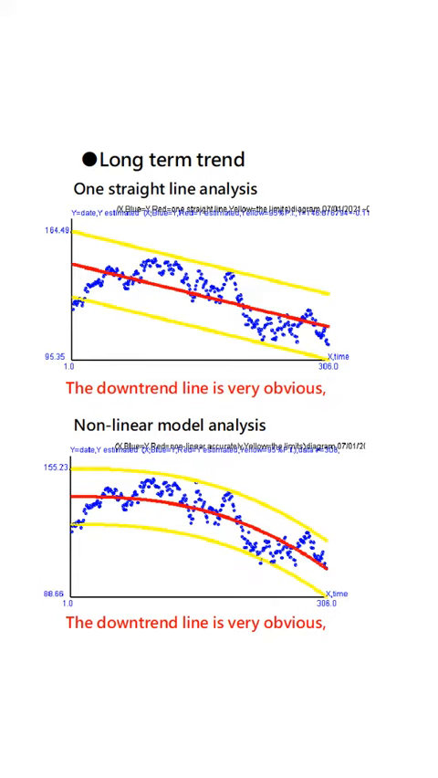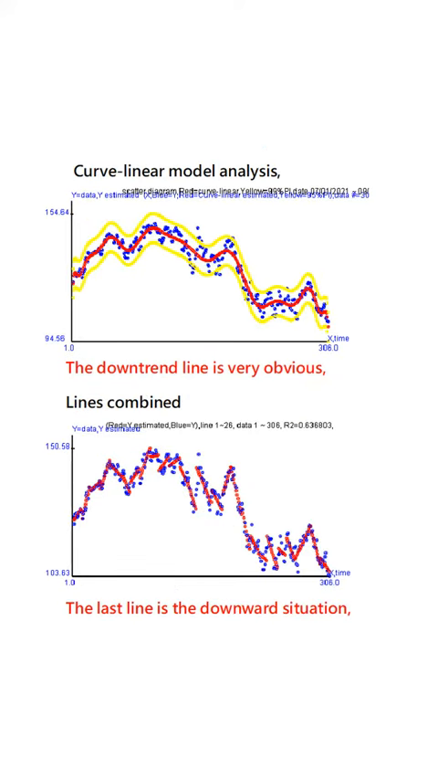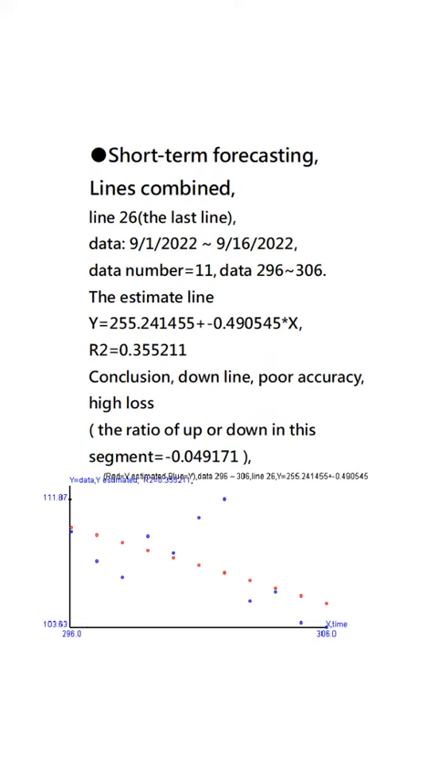Nonlinear line model analysis: the result is a downtrend line and it is very obvious. Curvilinear model analysis: the result is a downtrend line and it is very obvious. Lines combined, where the last line is the downward situation. Line 26 is the last line.